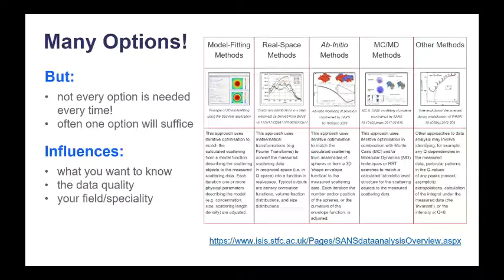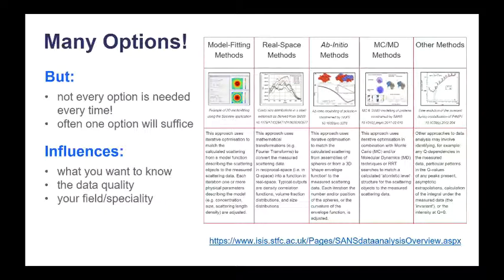How to know which method or methods to use depends on a number of things. Top of the list, of course, is what you actually want to know from your data. If you're just after a radius of gyration, then you might be able to get away with putting a straight line through a Guinier plot. But if your goal is the tertiary structure of a protein, you're going to find yourself doing a lot of ab initio or molecular dynamics modeling. Factors such as the field you work in, or even the statistical quality of your reduced data, may also have a bearing on your choice of method.